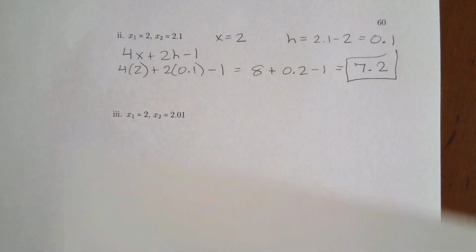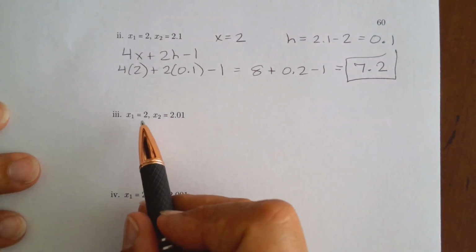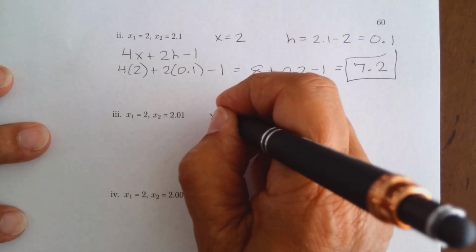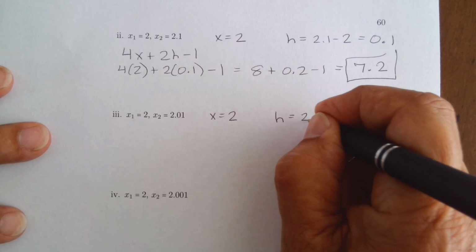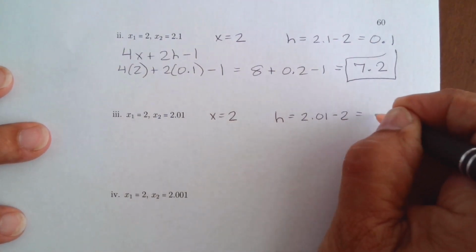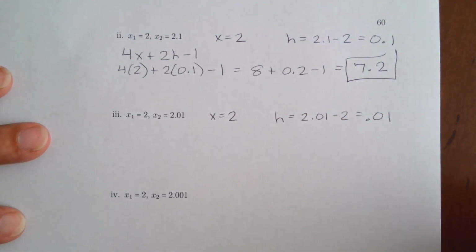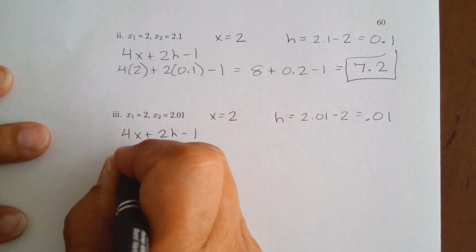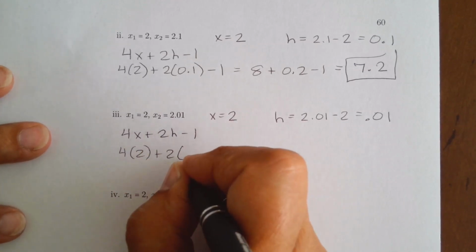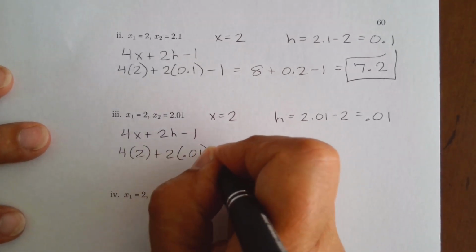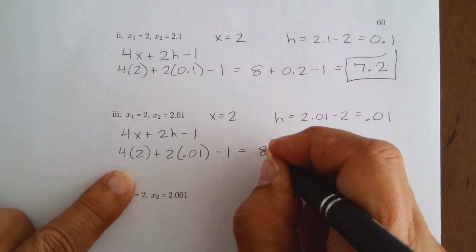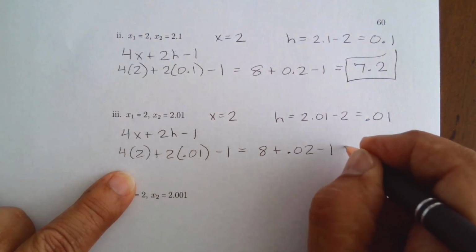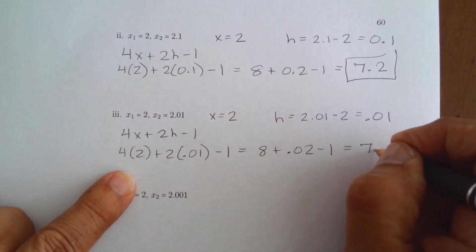So now look at our h value in part 3. Now we're going from 2 to 2.01, an even smaller distance, right? So x is still 2, and this time h is going to be 2.01 minus 2, or 0.01. So we're still going to take that difference quotient and find that new value. So 4 times 2 plus 2 times 0.01 minus 1. So 8 plus 0.02 minus 1, that gives you 7.02.